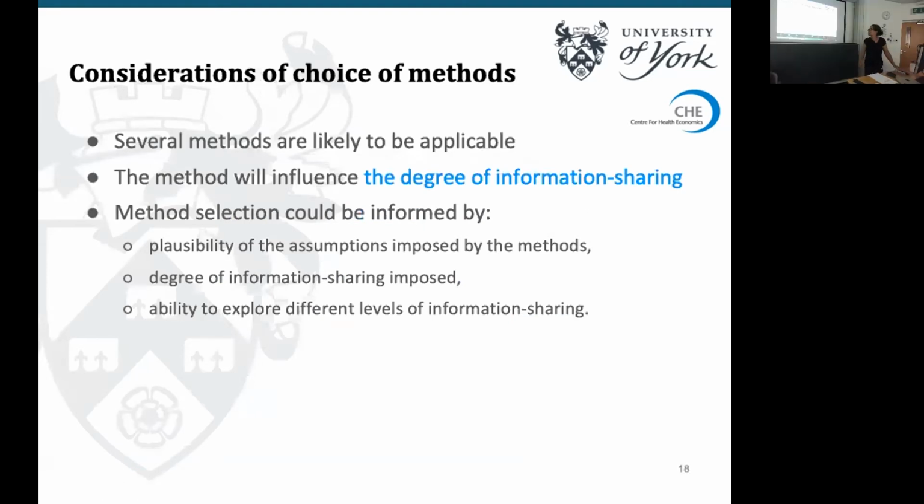So in terms of sharing of information, several methods are likely to be applicable to every different kind of context. The method will influence the degree of information sharing. Whilst method selection could be informed by, for example, the plausibility of the assumptions imposed, the degree of information sharing imposed, or the ability to explore different levels of information sharing, there needs to be some form of judgment over whether information sharing is appropriate, and if it is, what level of sharing should be implemented.